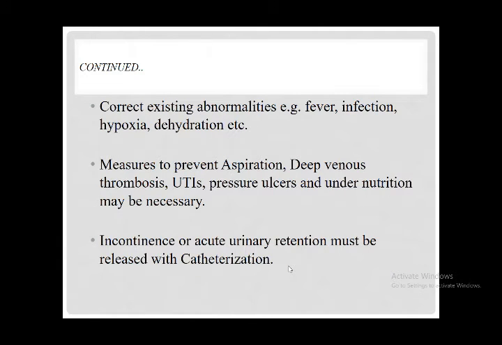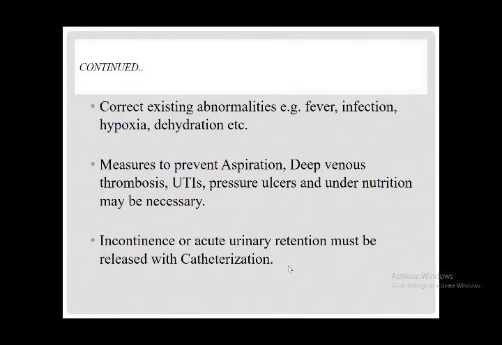You have to correct existing abnormalities. For example, if the patient has underlying fever, infection, hypoxia, or dehydration, these should be corrected before going for specific acute therapies, because these are urgent things to be addressed first. You must start measures to prevent aspiration, development of deep venous thrombosis, UTIs, pressure ulcers, and nutritional deficiencies in any patients with vascular event.